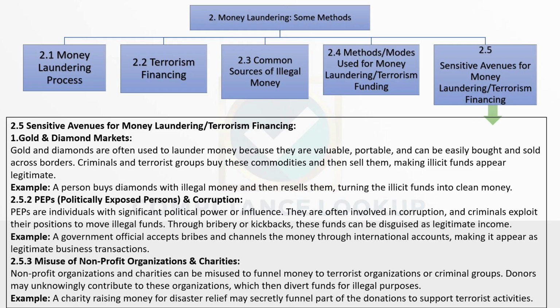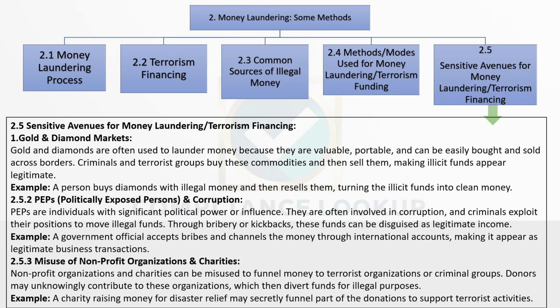Criminals and terrorist groups often purchase gold and diamonds with illicit funds and then sell them for cash or other goods, allowing them to turn dirty money into clean assets. These transactions often go unnoticed due to the high demand and lack of transparency in certain gold and diamond markets.